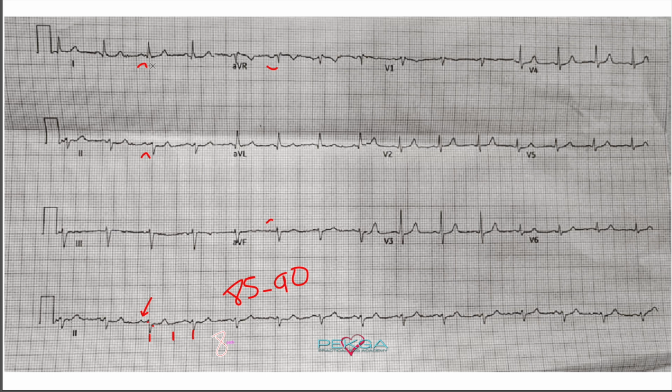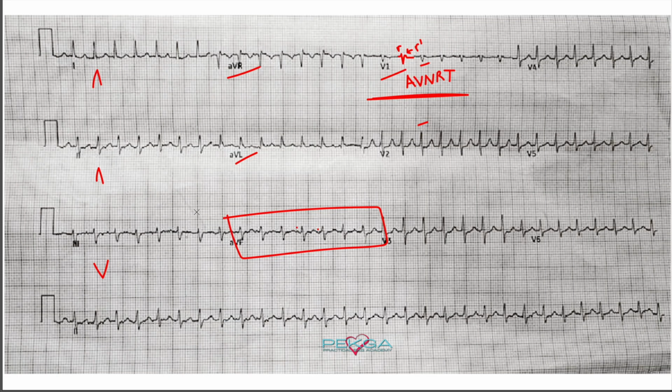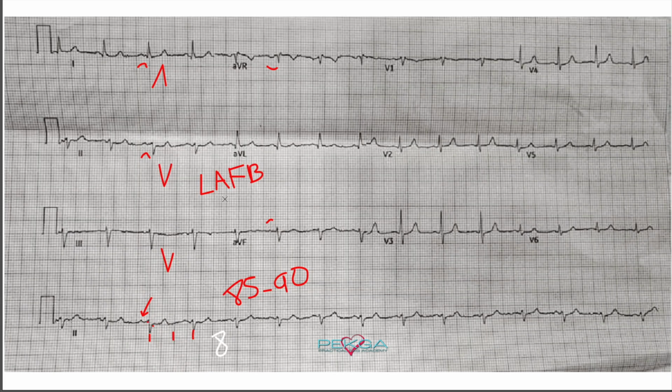However, when we take a look at the axis, look at this. It's upright in lead 1. It's down in lead 2. It's down in lead 3. So this is left anterior fascicular block or hemiblock, right? So when this lady converted, which is not present here, the axis was normal. However, look at this here. So here we have left anterior fascicular block in normal sinus rhythm.